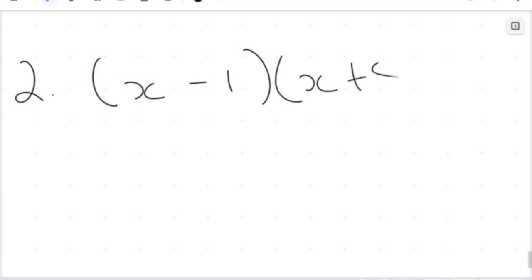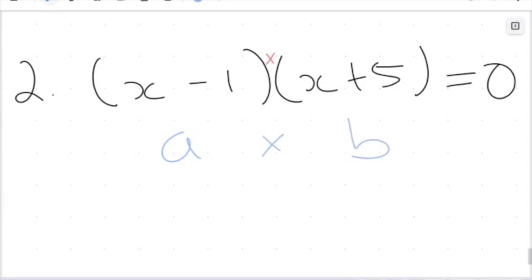Okay, so for question 2, we have (x − 1)(x + 5) = 0. Now, remember when we have these two things next to each other like this, a multiplication is implied. There's two ways we can go about this. Remember, if we take this to be my A and this to be my B.